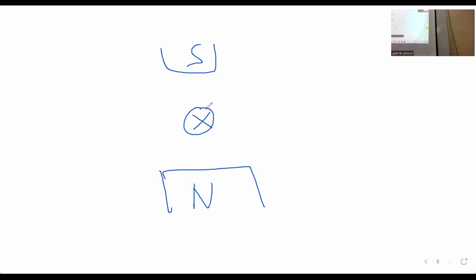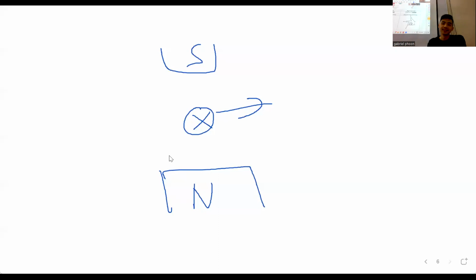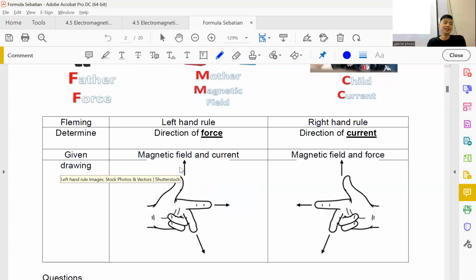So once again, your thumb points upwards, right? Then after that, your current finger will point into the screen, right? That means there will be a force generated to the right. Everyone, there will be a force generated to the left, to the left. Okay, everyone. So, having said that, copy this diagram down and start attempting the questions.